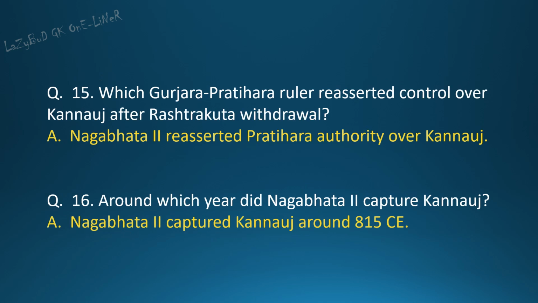Question 15. Which Gurjara Pratihara ruler reasserted control over Kannauj after Rashtrakuta withdrawal? Answer. Nagbhata II reasserted Pratihara authority over Kannauj. Question 16. Around which year did Nagbhata II capture Kannauj? Answer. Nagbhata II captured Kannauj around 815 CE.